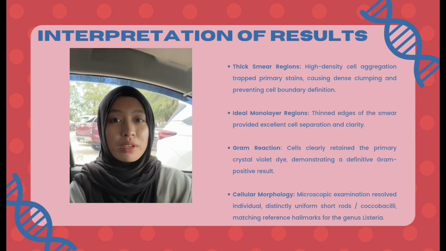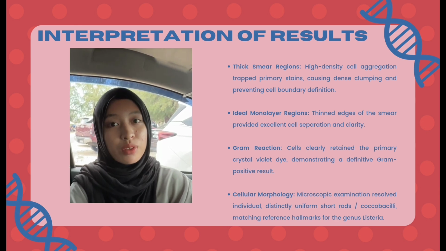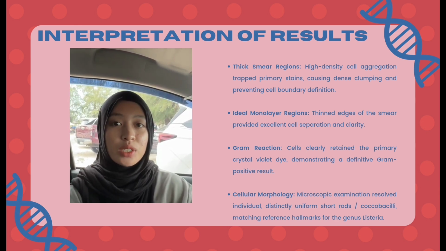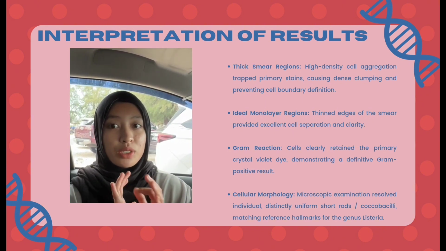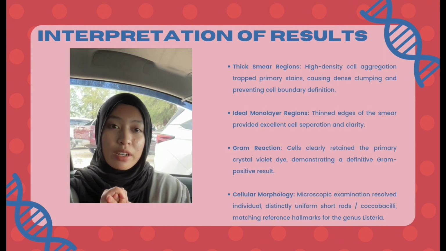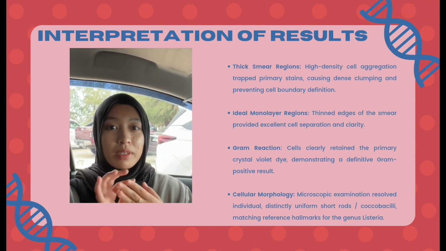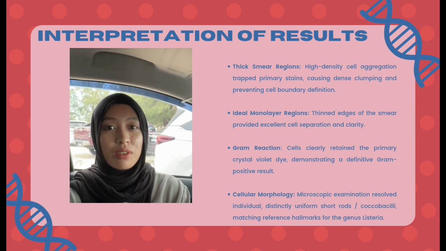When observing our gram stain slide under the microscope, we evaluated multiple fields of view to ensure accurate interpretation. In our initial fields, shown in the top two quadrants of the slide, which correspond to images 3 and 4, the smear was notably thick. In these regions, the bacterial cells are heavily aggregated and tightly packed against a dark red background. This thick clumping traps the primary crystal violet stain, making individual structural boundaries difficult to resolve.